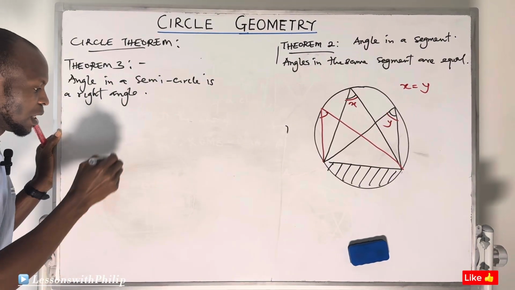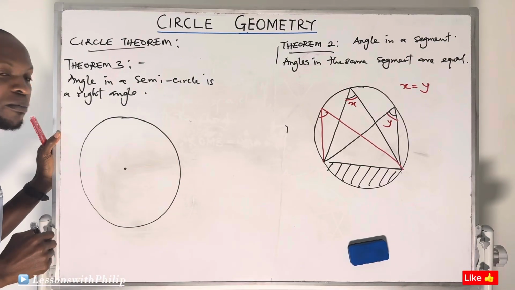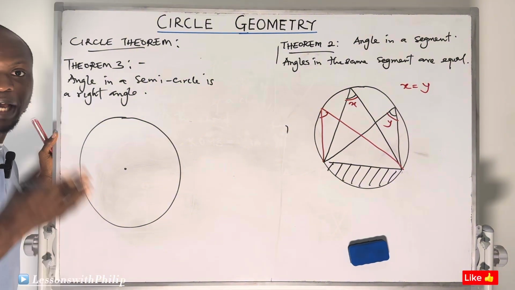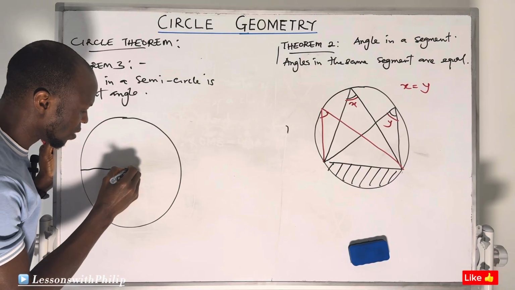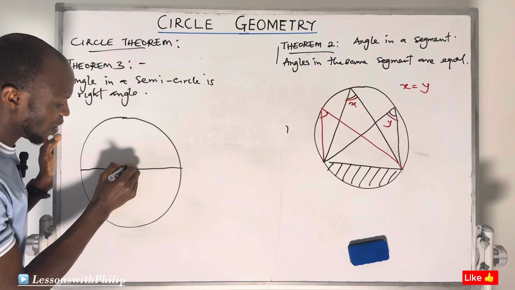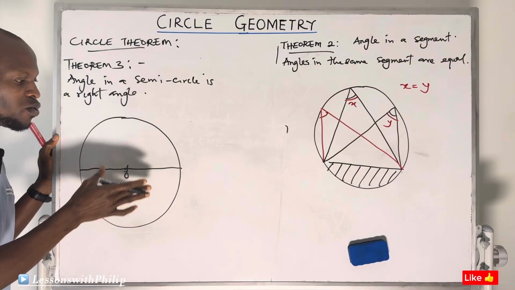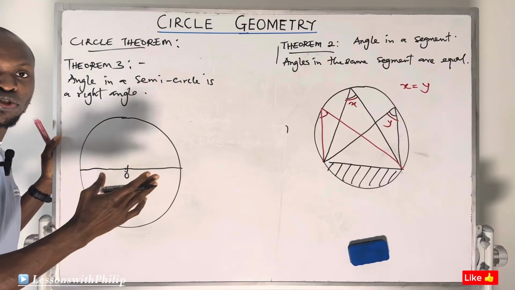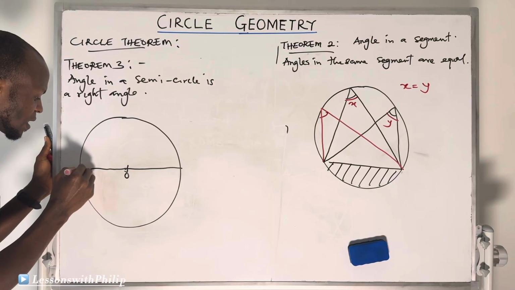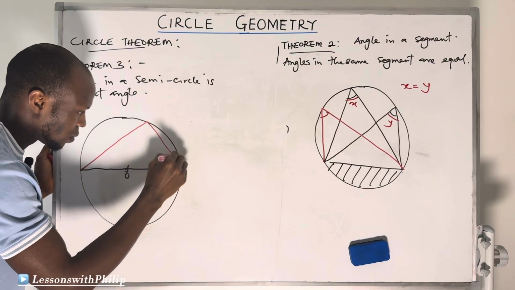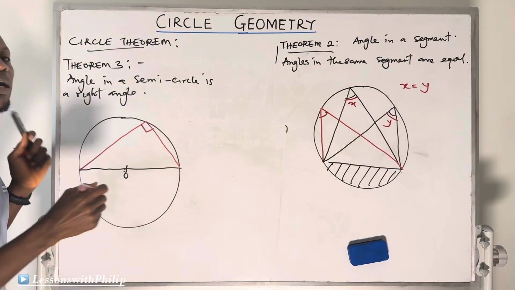Now, let's say I have a circle, and this is the center of this circle. How do you know a semicircle? A semicircle is half of a circle. So if I have a line which is a diameter passing through the center of the circle, now, if any angle comes on this semicircle, it is known to be right angle. Now, if I draw an angle from this semicircle, the law says that this angle is right angle.